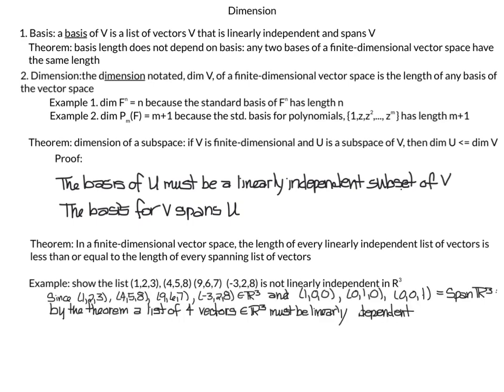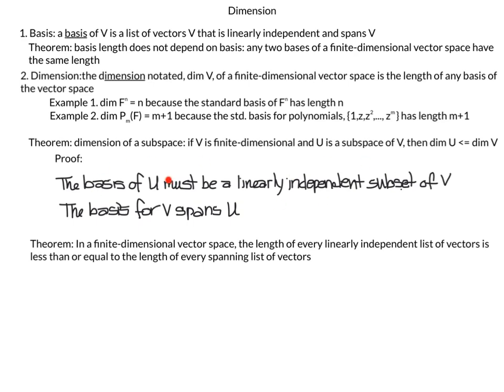In that video about linear independence, we proved this theorem, but I'm just going to show you quickly how we used it. We had a list of 4 vectors in R^3, and we wanted to show they were not linearly independent. The way we did that is we said, well, we have 3 vectors, the standard basis, that span R^3, and by this theorem, every linearly independent list of vectors has to be shorter than the list of spanning vectors. Since we have 3 vectors that span R^3, these 4 vectors in R^3 cannot be linearly independent.